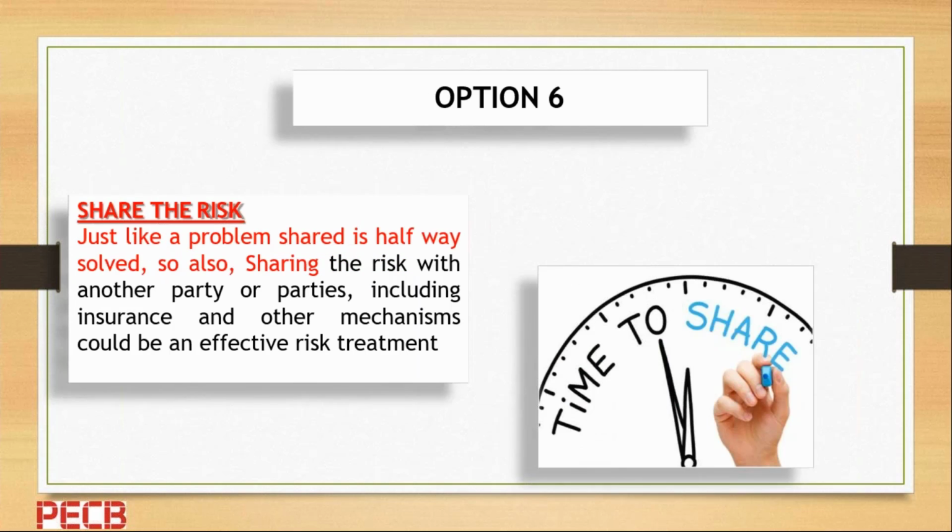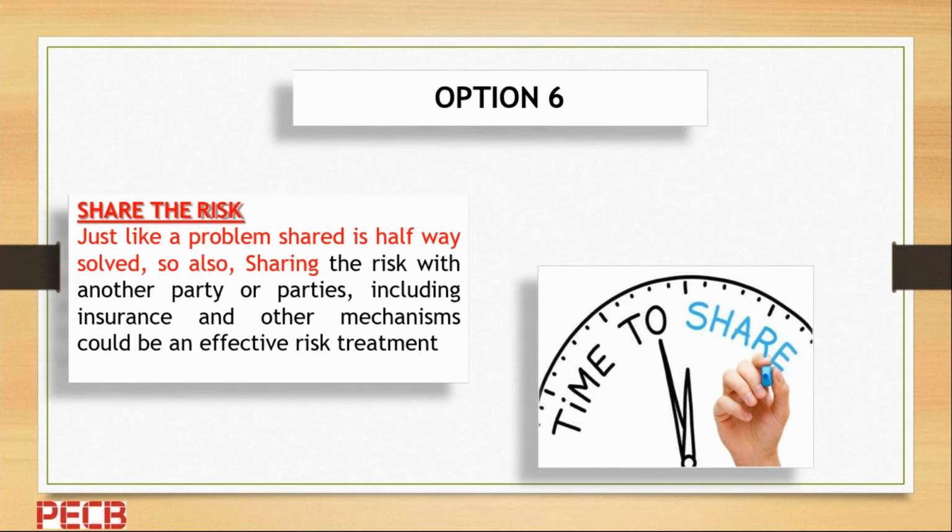In option six, share the risk. It is not every risk that you can avoid. It is not every risk that you can reduce the frequency, the likelihood, or alter the impact. There are some risks that you need to share with other competition, or with a third party. Just like a problem shared is halfway solved, so also sharing the risk with another party or parties, including insurance and other mechanisms, could be an effective risk treatment.